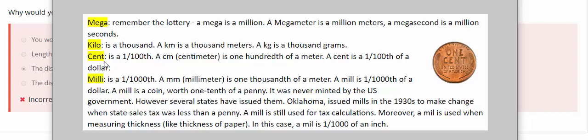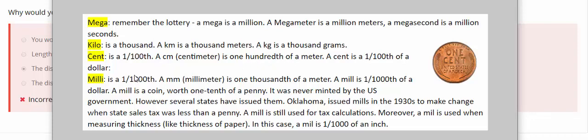Now, a centimeter, think of the 1 cent, the penny. Why do we call it 1 cent? Because it is 1/100th of a dollar. So the word cent means 1/100th. So a centimeter is 1 meter over 100. 1 centigram would be 1 gram over 100.